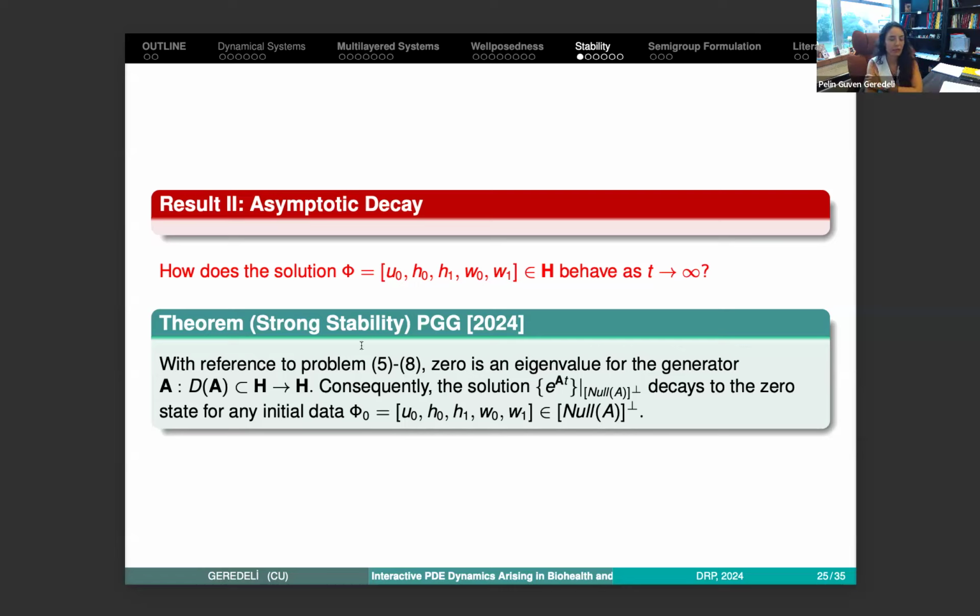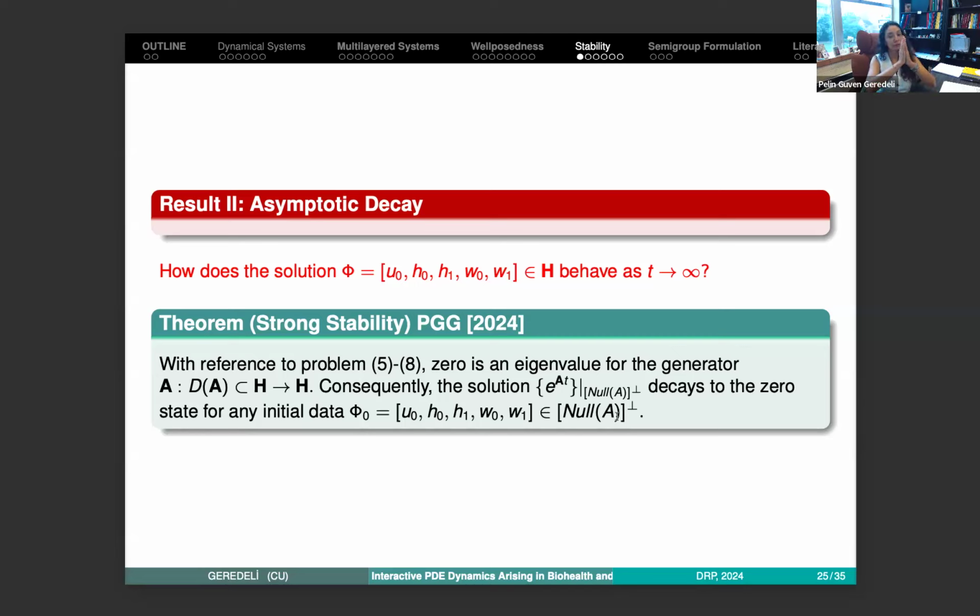Again, in my recent work, I proved that I can prove the asymptotic decay or strong stability. However, there are some complications there. For example, 0 is an eigenvalue for the generator, so I have to remove this corresponding eigenspace from my entire state space H. And I can only prove the strong stability in this left space, actually, because the 0 eigenspace is the null space of my generator A.